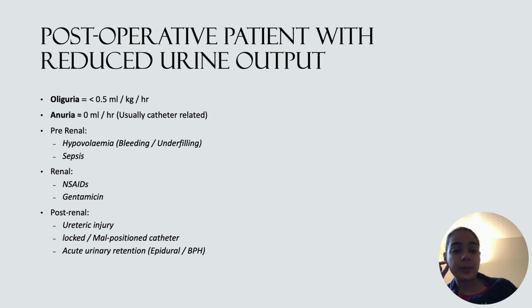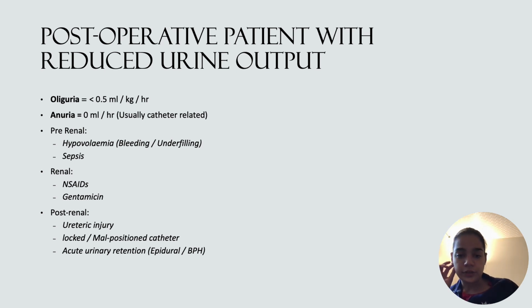So lastly, we have a post-op patient with reduced urine output. So oliguria, reduced urine output, is less than 0.5 ml per kg per hour, and anuria is 0 ml per hour. So the causes for this can be pre-renal, so hypovolemia, so if they're bleeding or if they're dehydrated or if they're septic. Renal, that can be caused by nephrotoxic medications such as NSAIDs or gentamicin, or post-renal, so if there's been any injury to the ureter, a blocked or malpositioned catheter, or acute urinary retention.